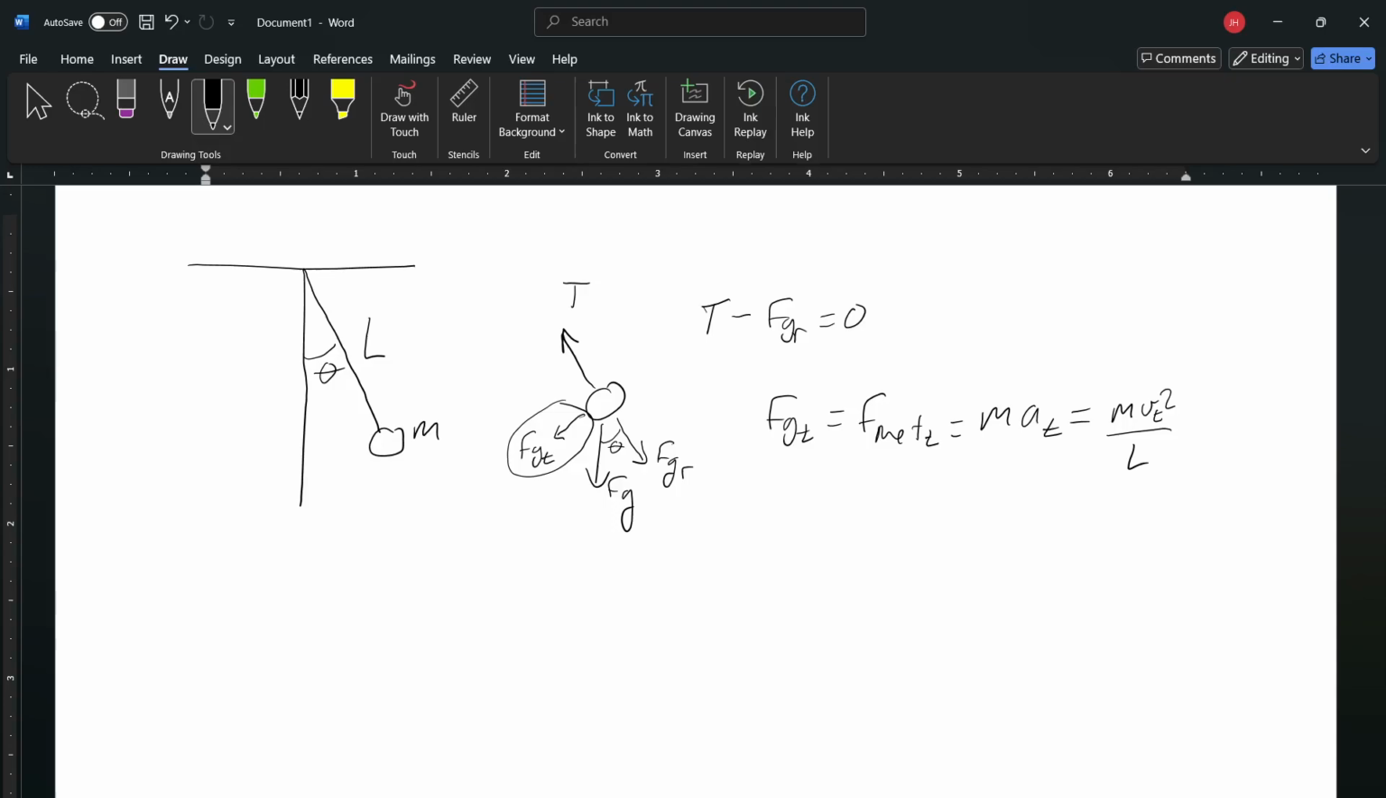Okay. Now, F_GT is going to be mg sine of theta, because I could put it right here, and that is opposite the angle theta. All right. Now I'm going to go ahead and write this as m a_T. We actually don't need to go as far as the circular motion step for this. But we need to do a couple things here.